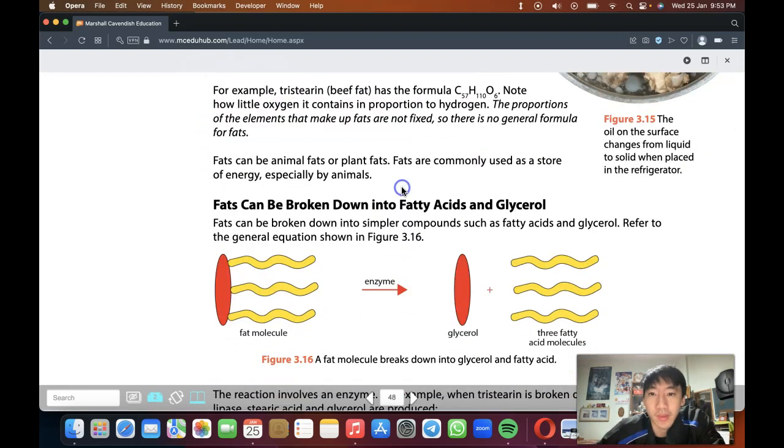Fats can be animal fats or plant fats. I think it was a bit of a surprise for some people to realize that plants also produce fats. Plants are not purely green dietary fiber all the way. They can convert their sugars into proteins and also into fats. Fats are commonly used as a store of energy, especially by animals.